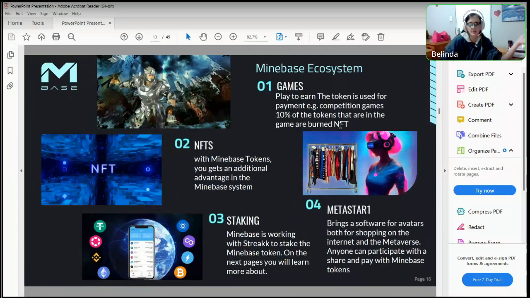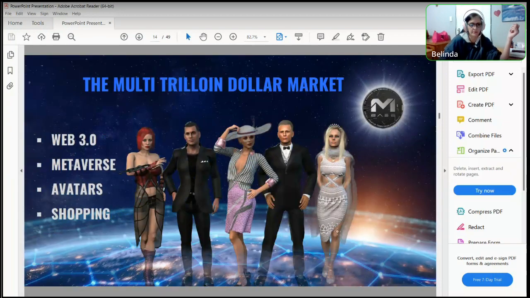Okay, so the games haven't come yet. Those obviously take a little bit more time. So there'll be the games, the NFTs, where you can buy NFTs with Minebase tokens. Staking, obviously on Streak, that will only come, I think he said, in February or so. And then Metastar is what we're busy with now. So they've partnered with Metastar for the shopping on the metaverse. Okay. Yeah, about the coin, so Web3 means it deals with NFTs and the whole metaverse.